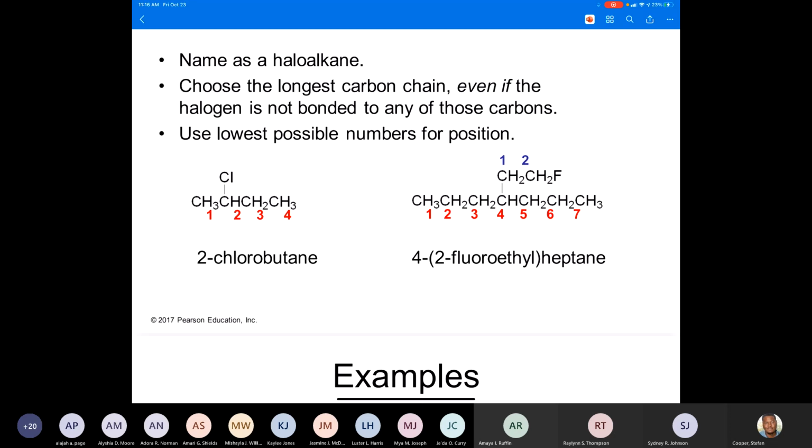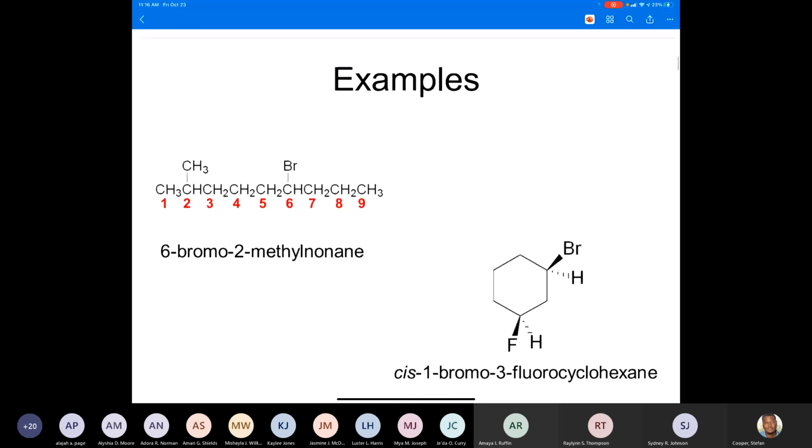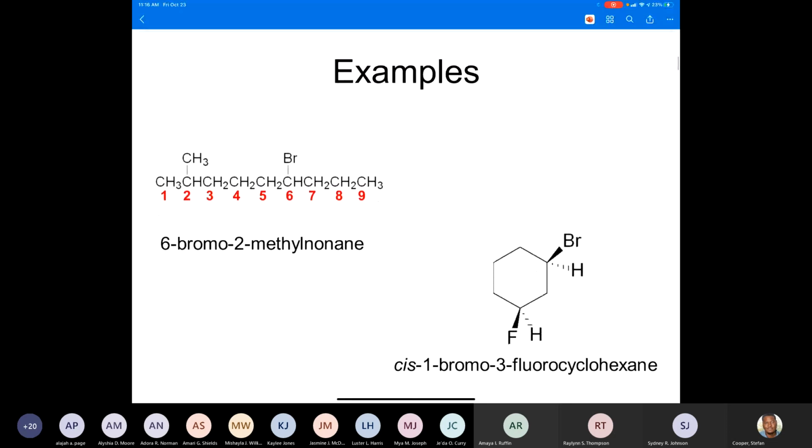Right? And for the most part, we should be pretty comfortable with naming alkyl halides, right? And there's a couple of examples in Pearson. In the homework, we'll also have some examples if you want to work on that. We'll look at this example here. There's 9 carbons in a row. On carbons 2 and 6 are where our substituents are located. Alphabetically ordered, though, bromo comes before the methyl. So we have to say 6-bromo-2-methylnonane.